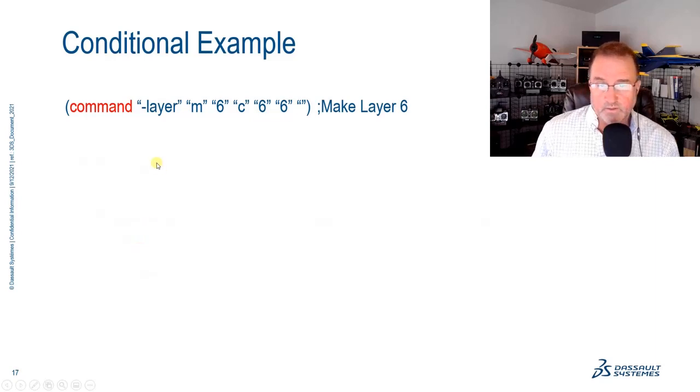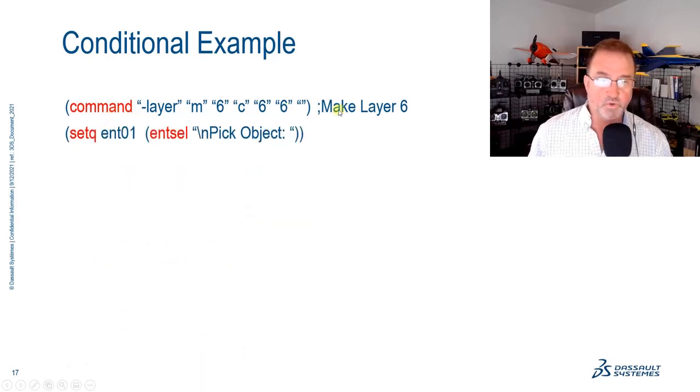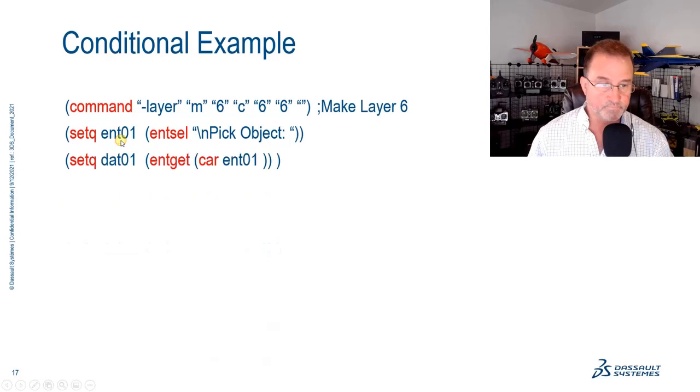So let's give another example of it. Let's say I have this command that we showed last time. We're going to make the layer magenta 6, and we're going to set the color to magenta for layer 6. So here's that example we used before of creating a layer color 6. Let's start with that and then ask the user to pick an object. We're going to use select to pick an object and send it to entity 01. And then let's get the data from that. So we're going to car entity 1.